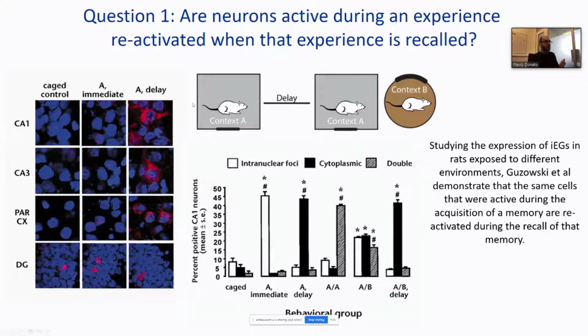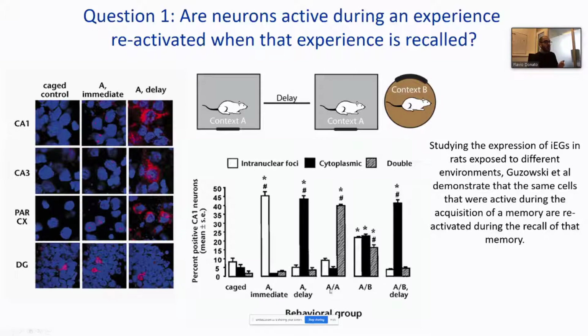While if the same neurons that were active in context A are not activated when you put the animal in context B after the delay, some neurons will have the protein in the cytosol, the ones that were active in context A, and some other neurons will have instead the mRNA from context B. And this is indeed the result.